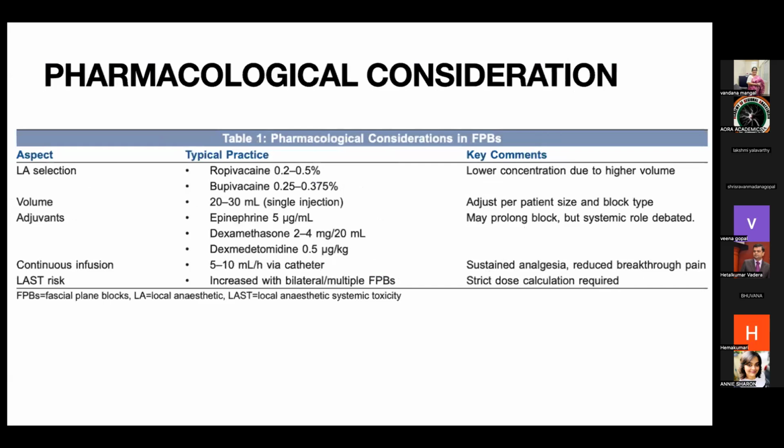So, pharmacological considerations. As I said in the previous slide, we need more volume as compared to perineural blocks, so we can go for a lower concentration of the drug. Ideally for any fascial plane block, 0.4 to 0.5 ml per kg of local anesthetic can be used, and adjuvants such as epinephrine and dexamethasone can be used to prolong the block, but their systemic role is still debated. Continuous infusion catheters are also being used in fascial plane blocks. There is an increased risk of toxicity because of the increased volume, and when we use continuous catheters the chances are even more, so strict dose calculation is required.